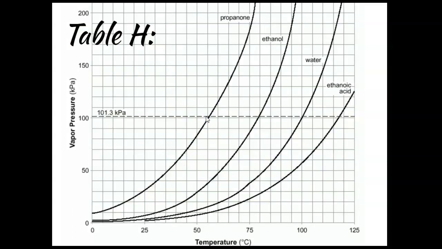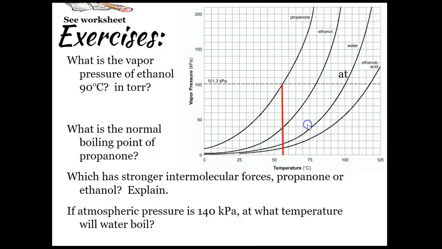All right, and like I said, table H tells us our lovely little propanone, ethanol, water, and ethanoic acid vapor pressures. Now, I did have you guys do a POGIL that includes this, and we did get to see, I believe, propanone, ethanol, and water.